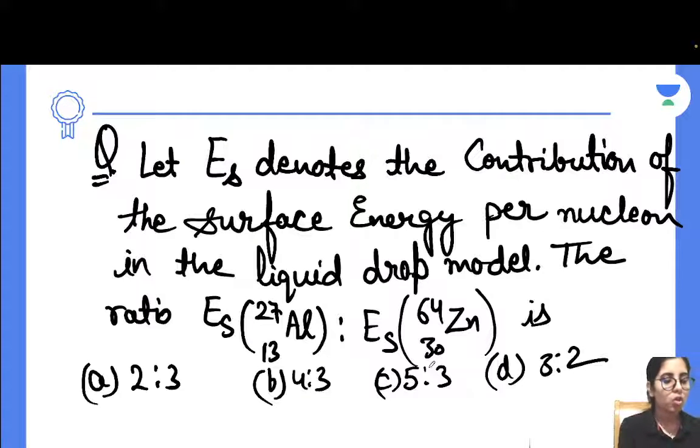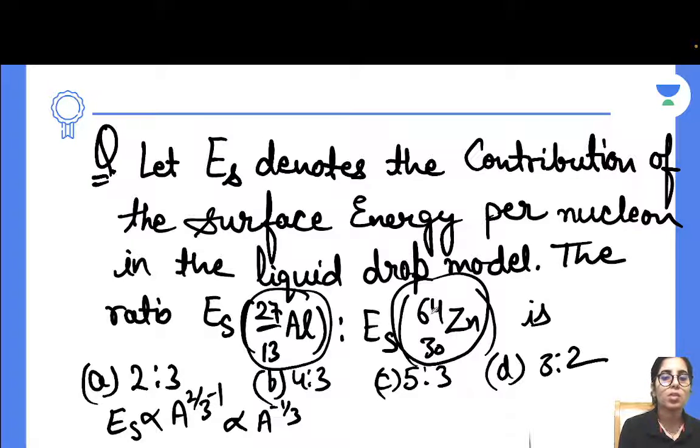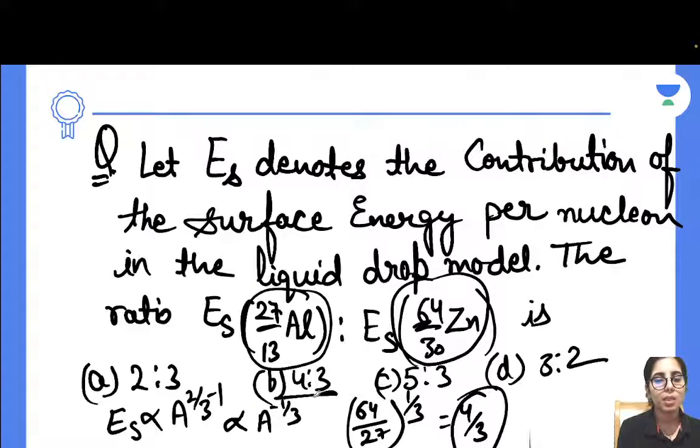Yeah. So what happens? Our surface energy in general is proportional to A to the power 2 by 3. But if surface energy per nucleon is ES, then it will be proportional to A to the power 2 by 3 divided by A. So that will be negative 1, which will give you A to the power negative 1 by 3, right? So when you take the ratio, A is 27 for this and 64 for this. So 64 will be in the numerator and 27 in the denominator to the power 1 by 3, which is 4 ratio 3. And that's how option B will be the correct option.